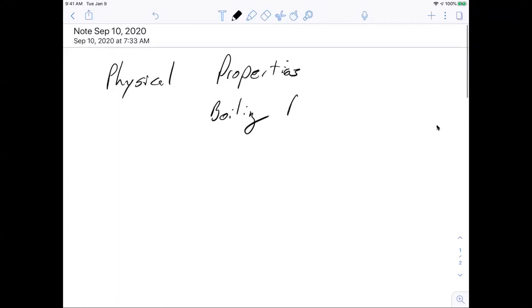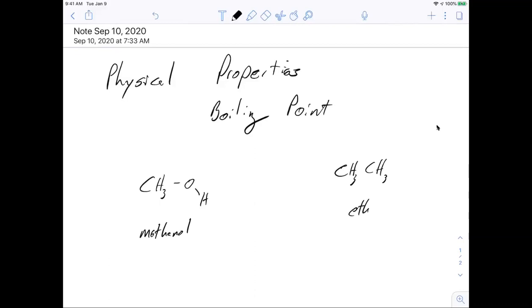So the big one we're going to be looking at is boiling point. So if we look at something like CH3OH versus CH3CH3, so here we have methanol, here we have ethane.